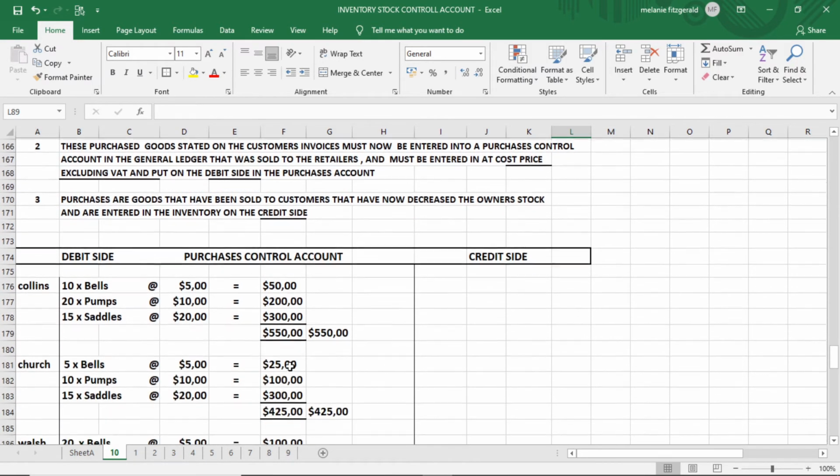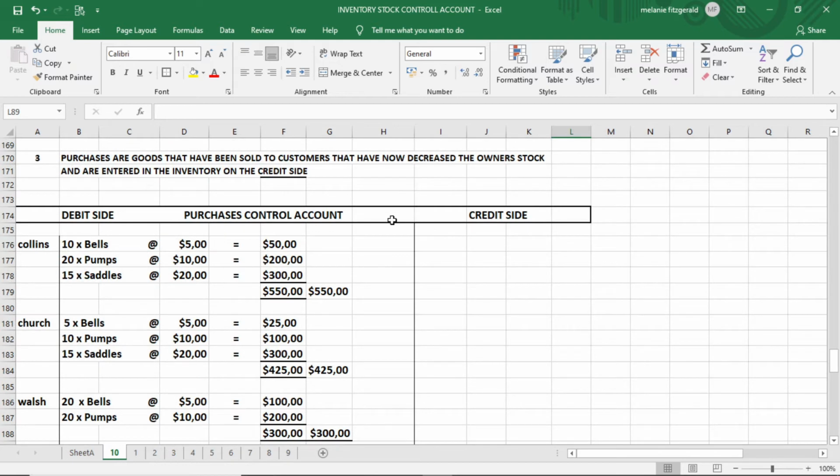Okay, so purchases control account. Mr. Collins, Mr. Church, and Mr. Welsh. 10 bells at $5 each. That's $50. He also bought 20 pumps at $10 each. That's $200. He bought 15 saddles at $20 each. That's $300. Came to $550. The total that Mr. Collins bought.